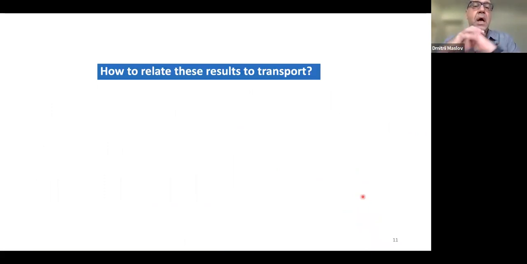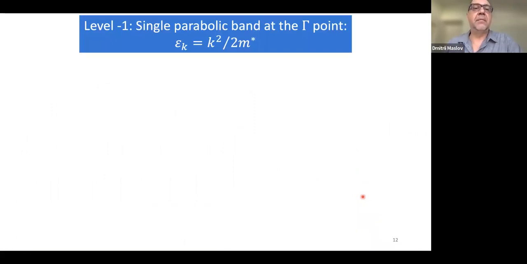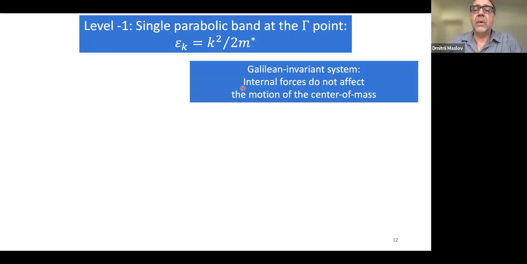This is all wonderful. How to relate these results to transport? So I will start with level minus 1. Life is complicated. Solids are complicated. They have complicated Fermi surfaces. What happens if we replace our metal by a single parabolic band at the gamma point, with the spectrum proportional to k squared? Well, we better not do it, because by doing so, we said that our system is Galilean invariant.